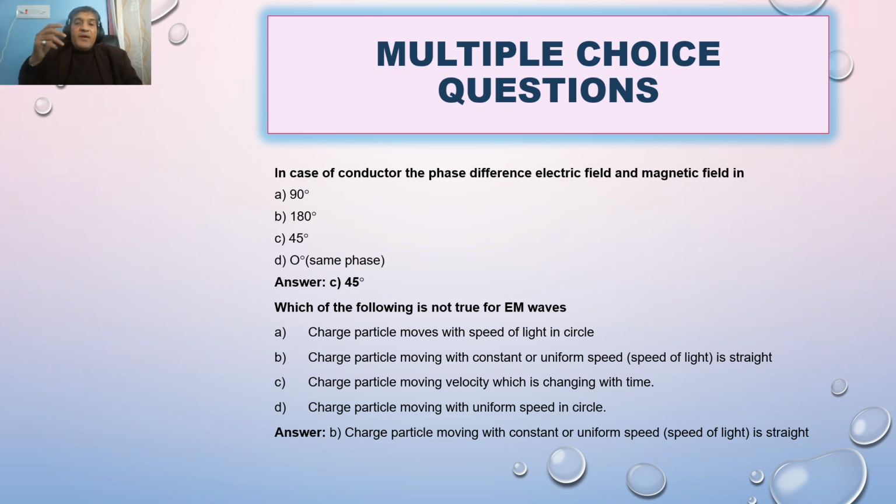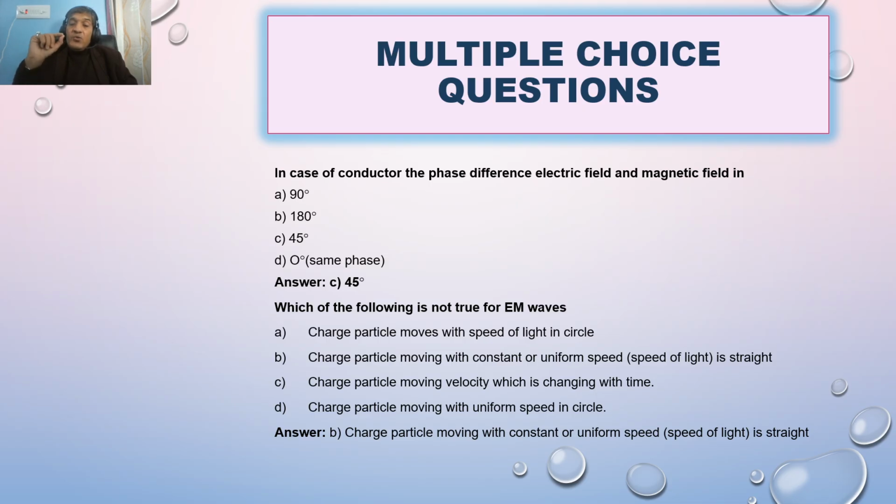In case of a conductor, the phase difference between electric field and magnetic field, I have clearly mentioned here conductor, so the phase difference is 45 degrees. If I mention here free space, the answer is 0 degrees. Keep that in mind. It is a very important point from your competition point of view.